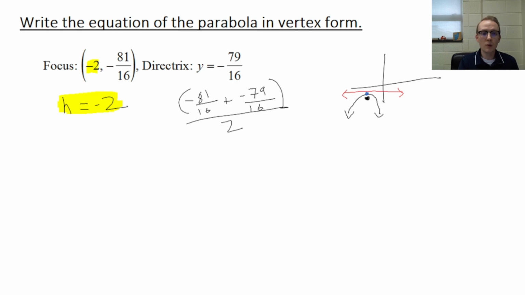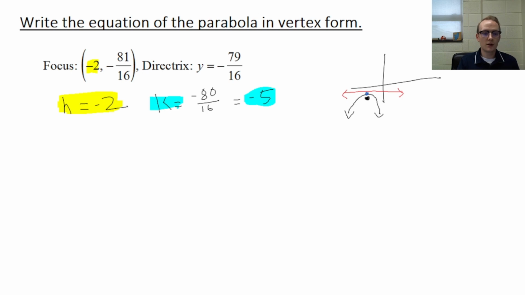Okay, so if you want to do that, you can, but like I said, this one's a little more obvious to see. The point halfway between the focus and the directrix is negative 80 over 16, okay? And negative 80 over 16 is negative 5. So we'll say k is equal to negative 80 over 16, which simplifies to just negative 5. Okay, so that is k.